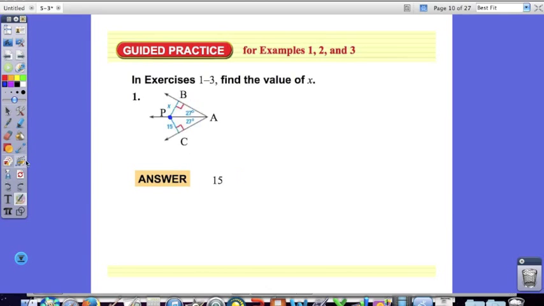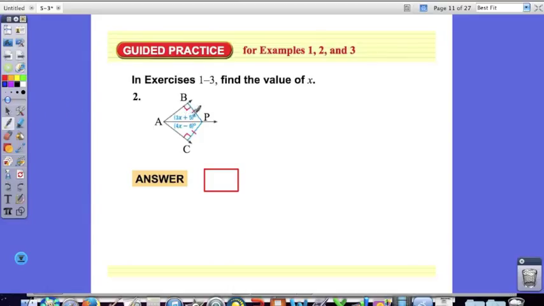I want to reset this so it's saved for class. In the second exercise, it is hard to tell what they're talking about, but it says degrees, so they're talking about the angles. They're talking about angle BPA and angle APC. They both are equal. They're both sides of the angle bisector. AP is the angle bisector.